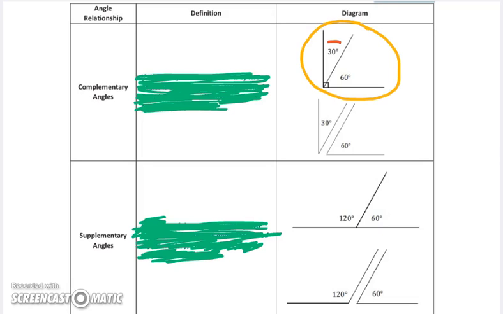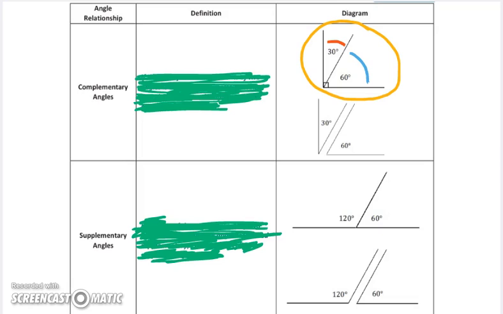Here is one angle, it's 30 degrees. Another angle right here is 60 degrees. So my first question to think about: are those adjacent angles? Are they vertical angles? Are they angles on a line? Are they angles at a point?